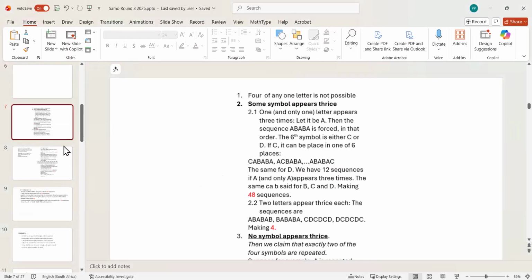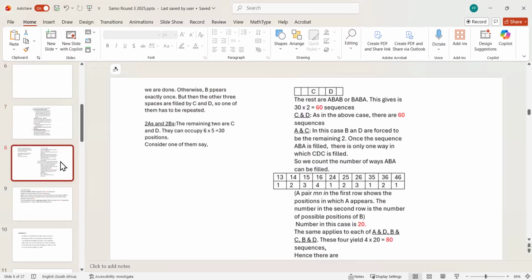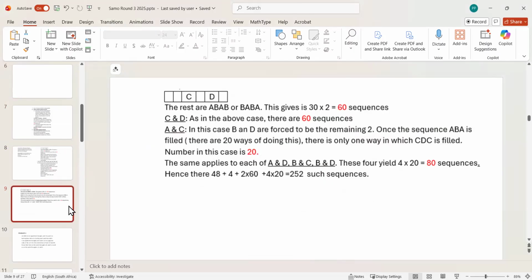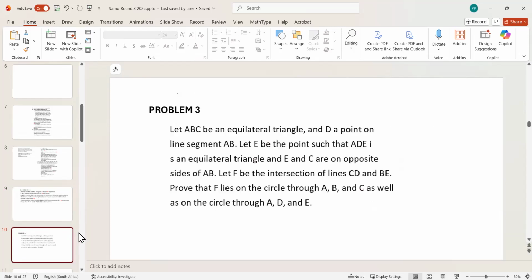Okay, so here I write down the solutions in detail. So you can have a look at that. And this too, this is the same thing that I had, the little table at the bottom there. I did that one. And at the end, we say, as you can see, there are 252 such sequences. And that takes care of that. So now we go to problem 3.